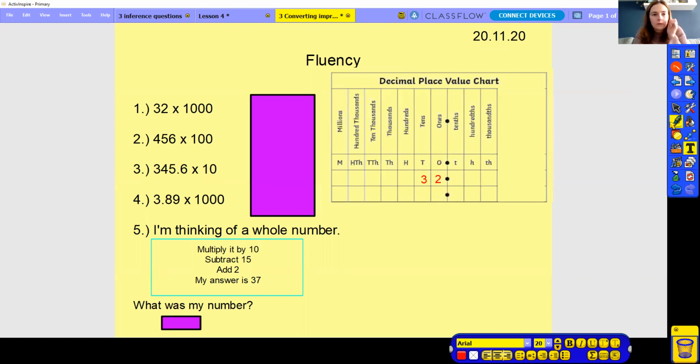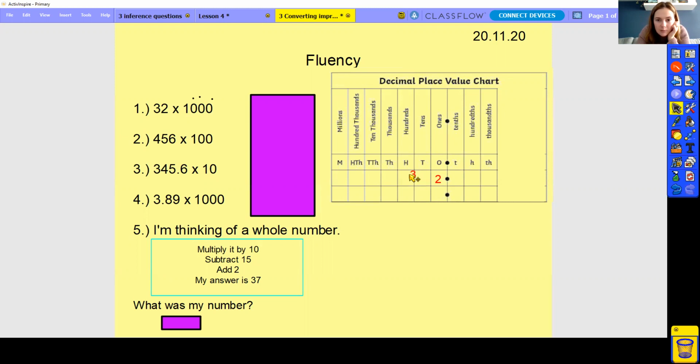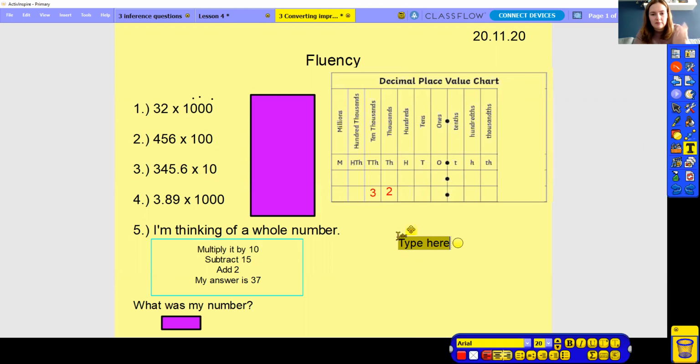Multiply by 1,000, which is 1, 2, 3 zeros. So we're going to make sure we move these 3 places. So we move the 3 one place into the hundreds column, 2 places into the thousands, and into the 10,000s. The 2 follows. It goes 1, 2, 3. And then in these spaces here, we put something called placeholders. Placeholders are zeros, aren't they? So we need to make sure we put our zeros in. 0, 0. Okay. Right. So we should have got 32,000.